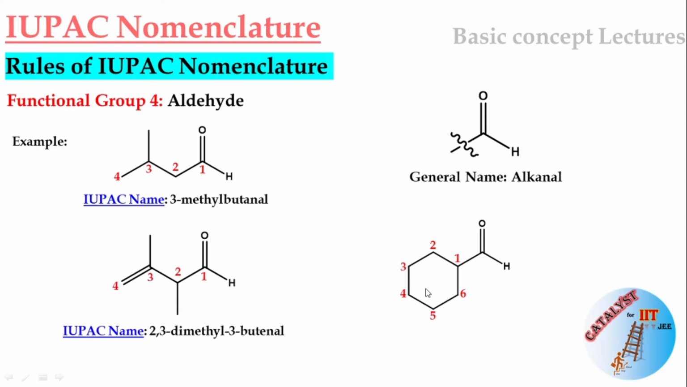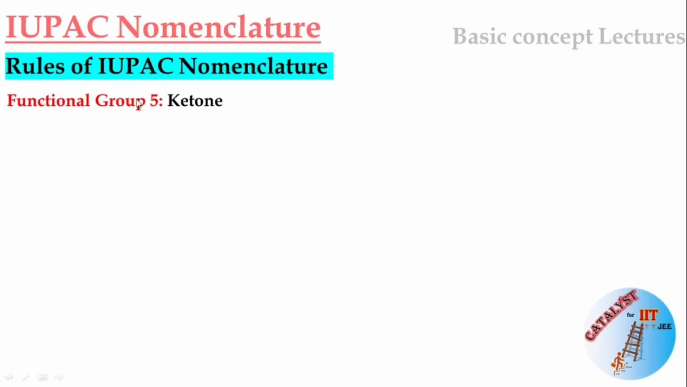Cyclo because this is a cyclic hydrocarbon and this is saturated, that's why we have to add the ane suffix. And according to the rule, now you have to add carbaldehyde for this aldehyde functional group, and the correct IUPAC name for this structure is cyclohexanecarbaldehyde. So we have covered the rules for the nomenclature of saturated, unsaturated as well as cyclic hydrocarbons which contain this aldehyde functional group. Now move to your next functional group, which is ketone.